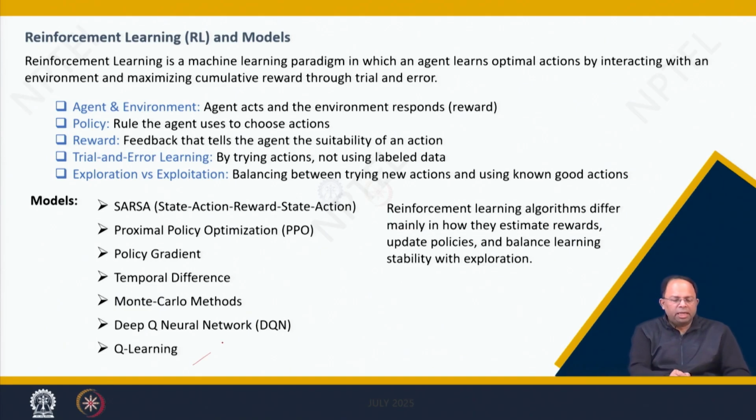So one is Q learning, deep Q neural networks, Monte Carlo method. We were discussing those earlier. Temporal difference, policy gradient, proximal policy optimization, and SARSA, state action reward, state and action.